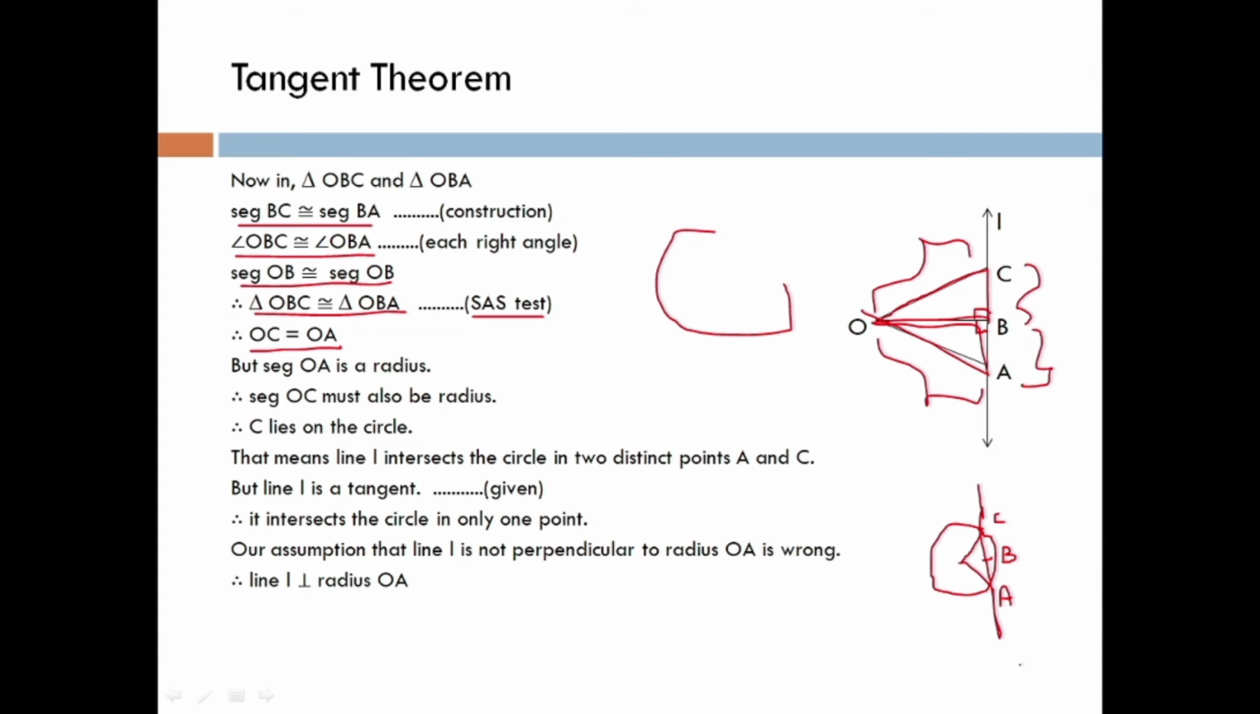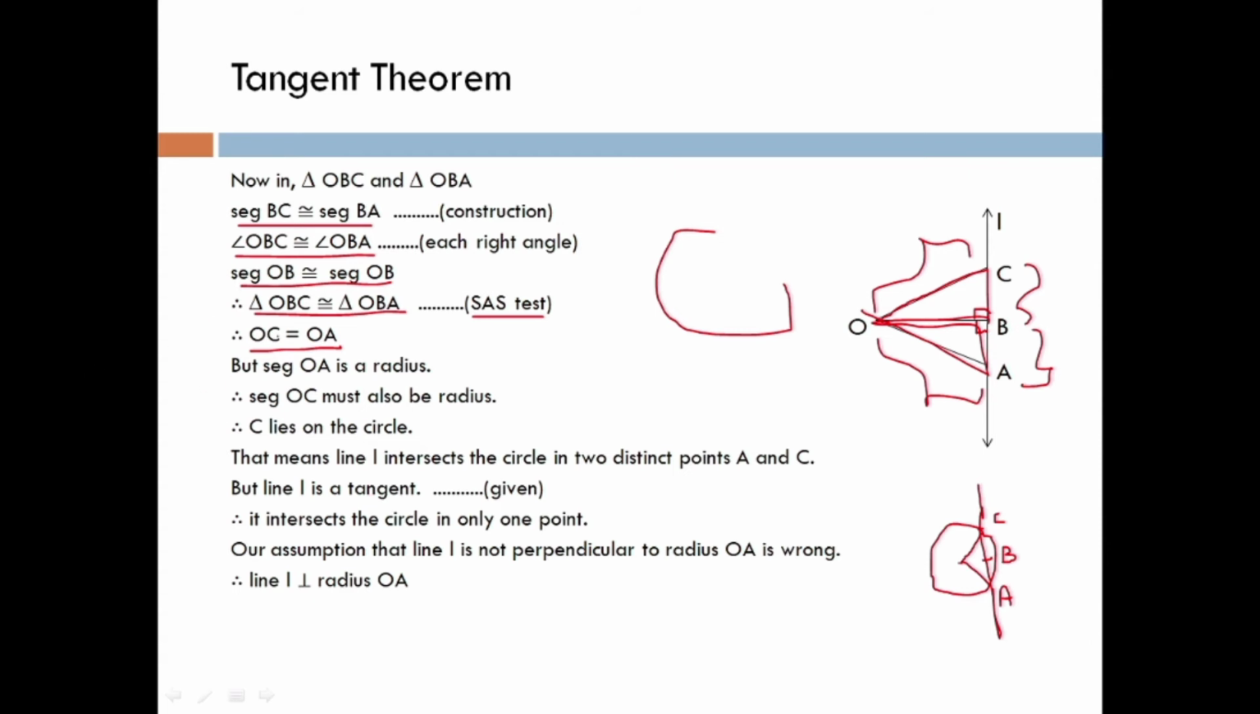So the given statement itself gets changed. So the assumption we did that the OA is not perpendicular to the tangent is wrong. Hence, line L is perpendicular to the radius OA. This is how we prove this theorem. So we will just systematically read it. I have just already explained you what it is.